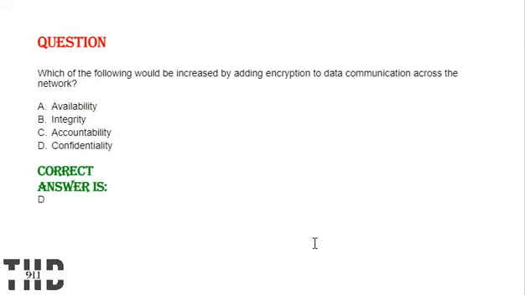Which of the following would be increased by adding encryption to the data communication across the network? Option A, availability. Option B, integrity. Option C, accountability. Option D, confidentiality. The correct answer is option D.